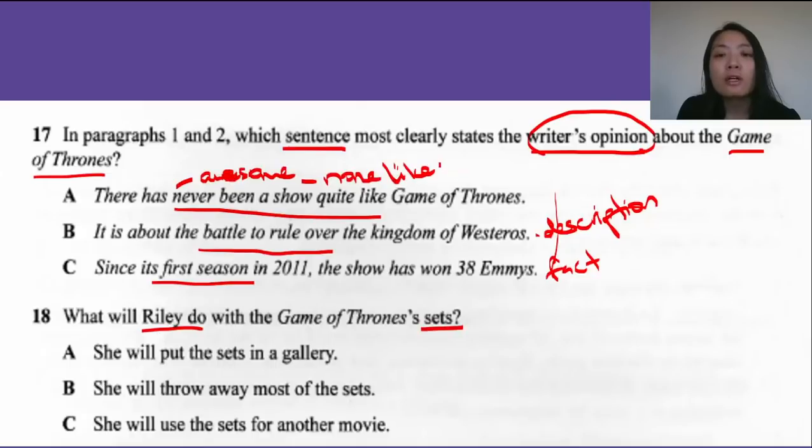Never a show has been done that is so wonderful like this. Okay. All right. Now let's move on to the next one now. So the answer here will be A.